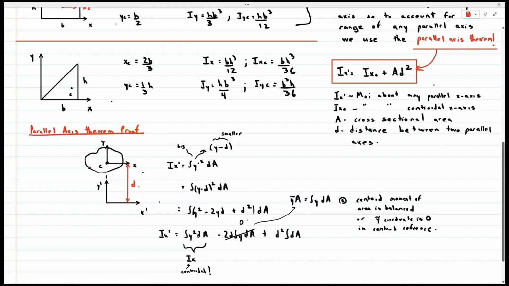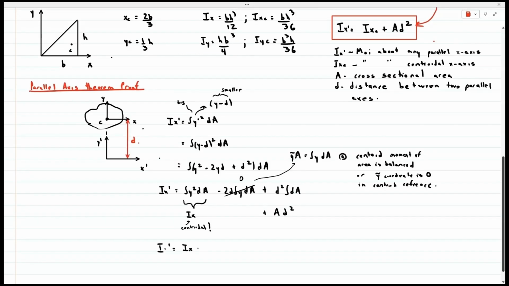Another way to look at this is that the left-hand side of the equation is equal to 0 because y bar in terms of the centroidal coordinate system would be equal to 0. And the last term, we have the integral of dA. If we sum up all the areas, we would get a total area A, so A d squared.